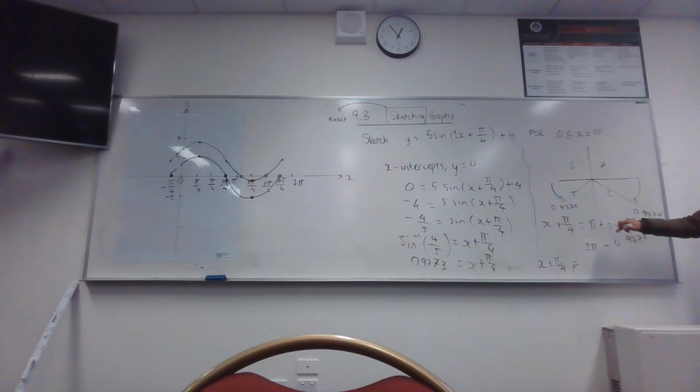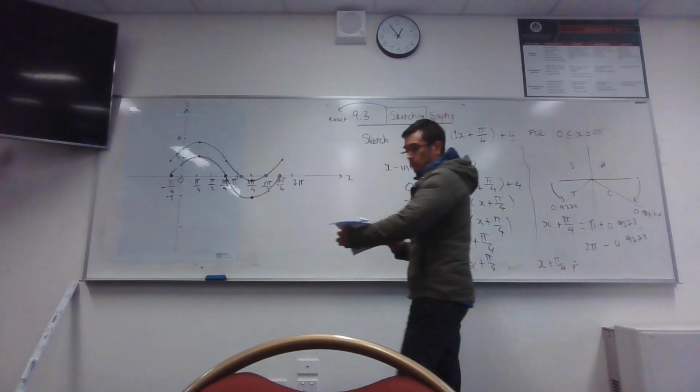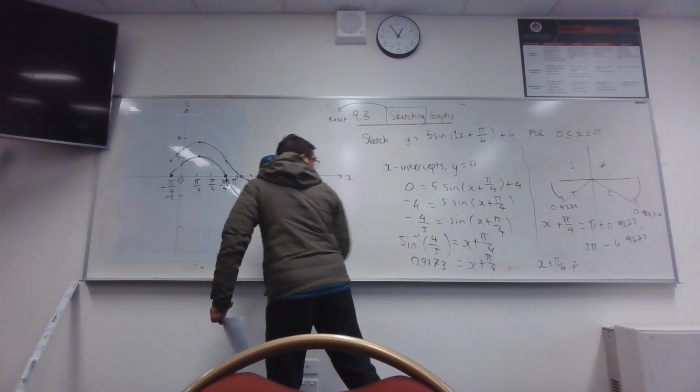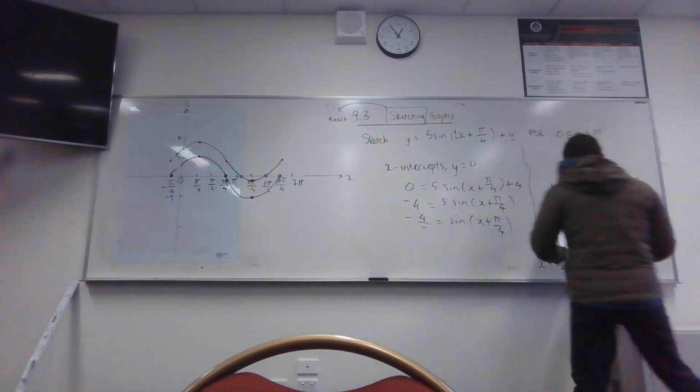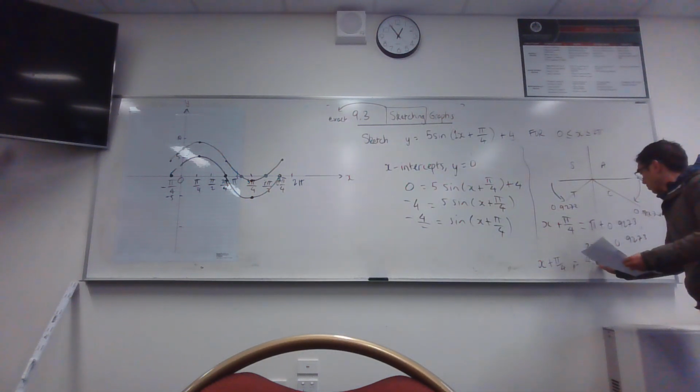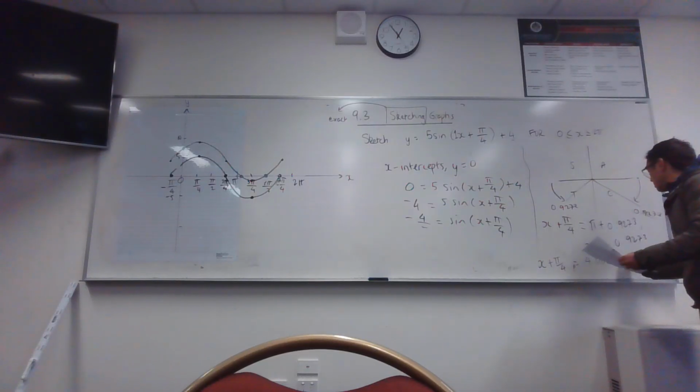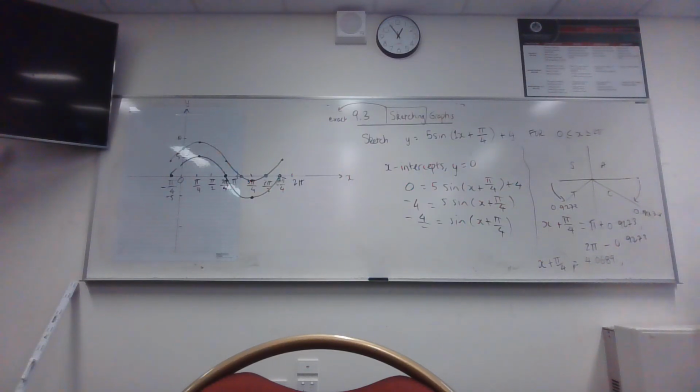In your calculator, can everyone press pi plus 0.9273? Does someone have the answer right now? 4.0688. 4.0689. And the second one should be 5.3559. We're not quite there yet.